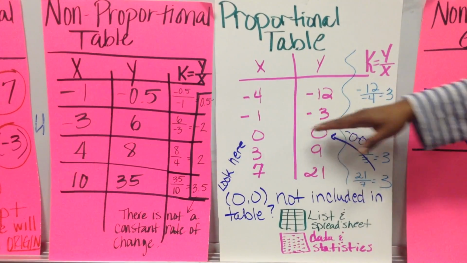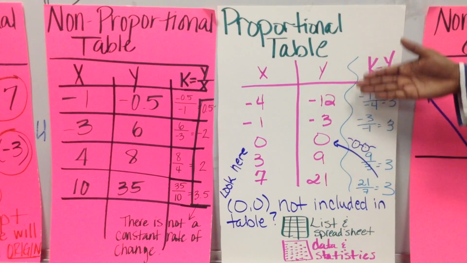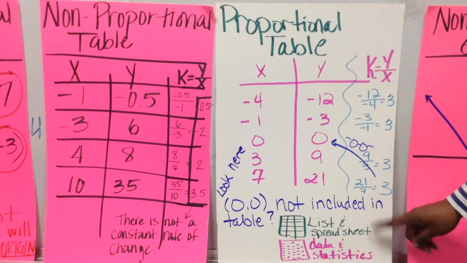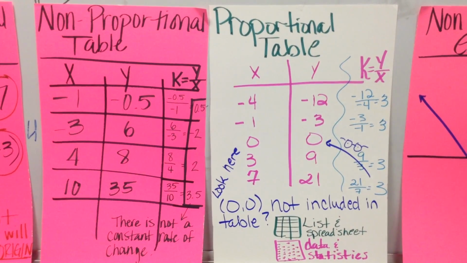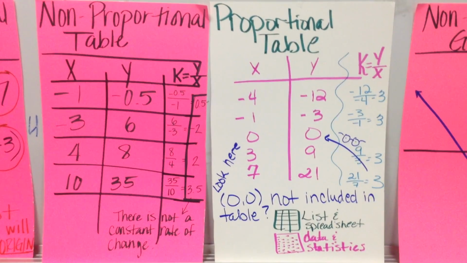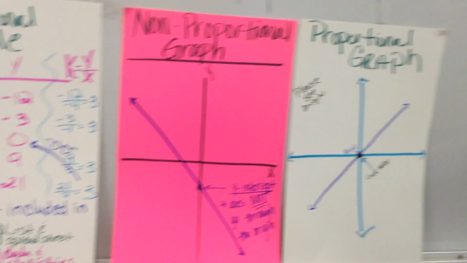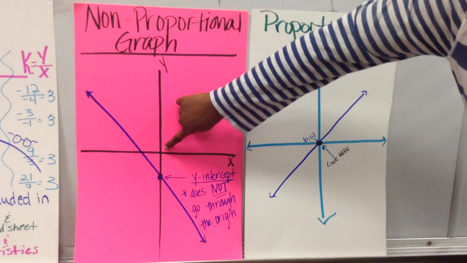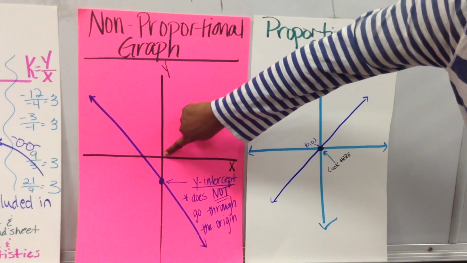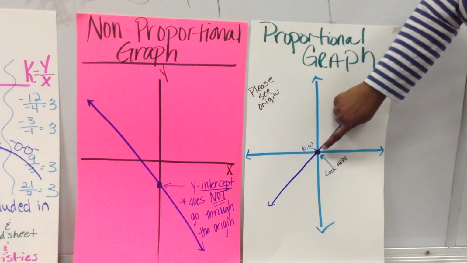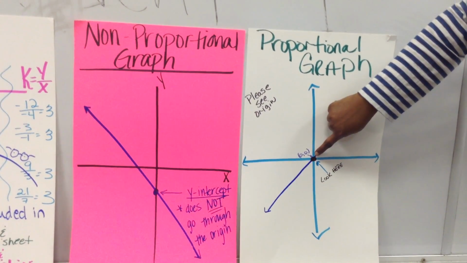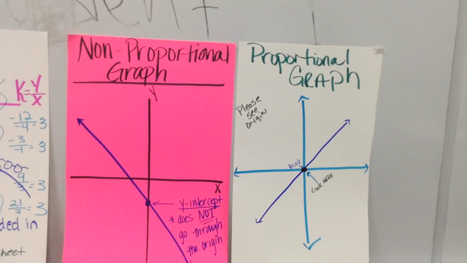We do not want to just check at the 0 because they're not always including 0 in the tables. And later on, we're going to remind you how to go to your calculator with a table. Non-proportional and proportional graph, which is probably the easiest one. You simply look at the origin. There's no line going through it, so it is not proportional. Look at the origin. There's a line going through 0, 0, so it is proportional.